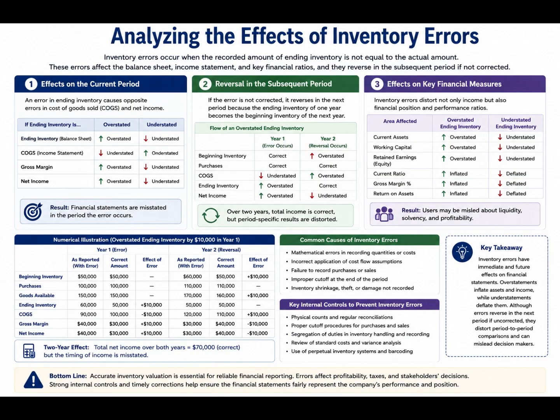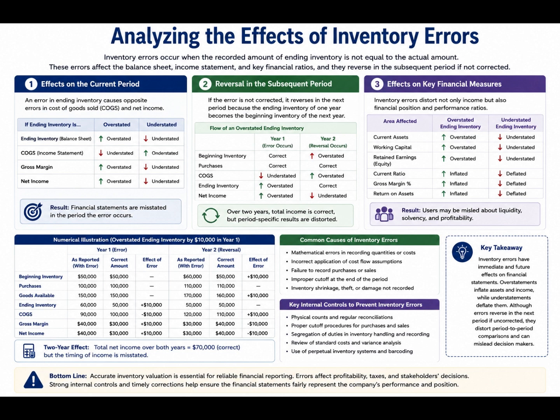G. Analyze the effects of inventory errors. Inventory errors affect both the balance sheet and income statement. If ending inventory is overstated, COGS is understated, and net income is overstated. The opposite occurs if ending inventory is understated. These errors distort gross margin and profitability ratios.